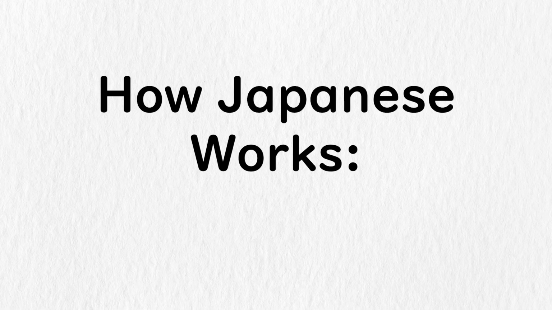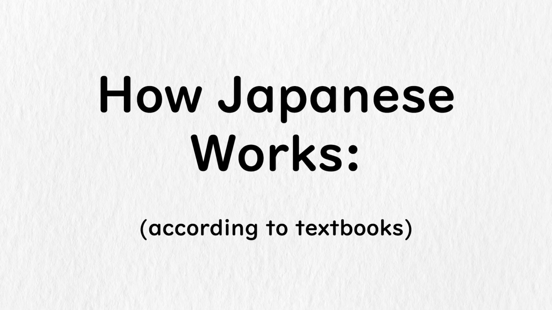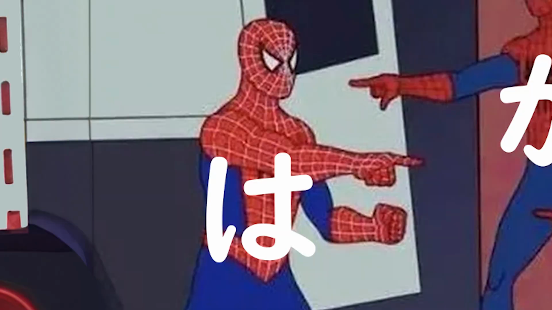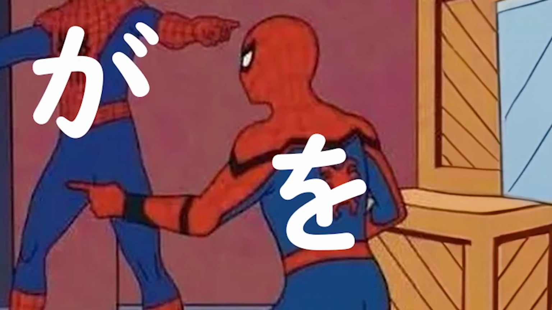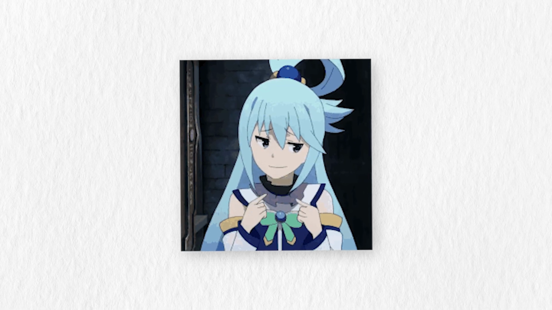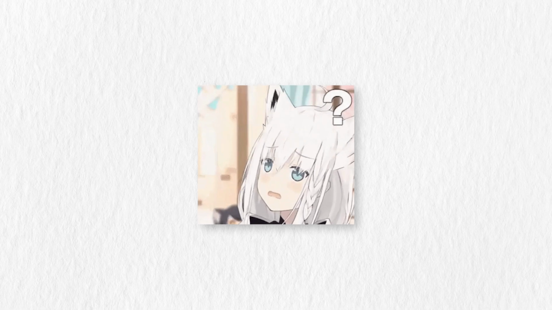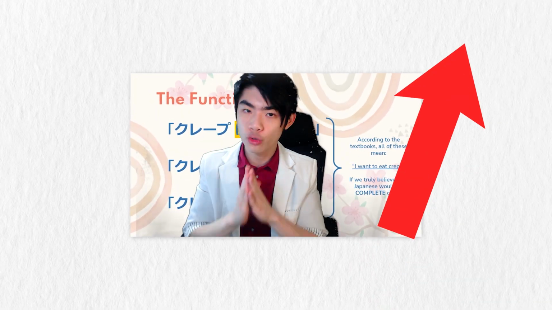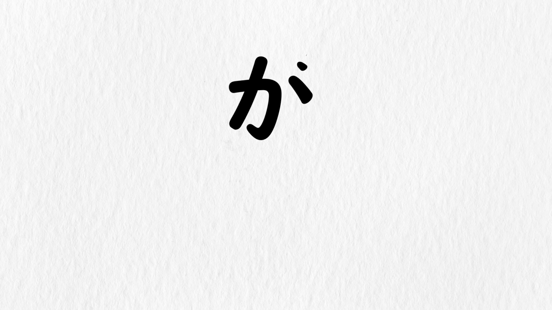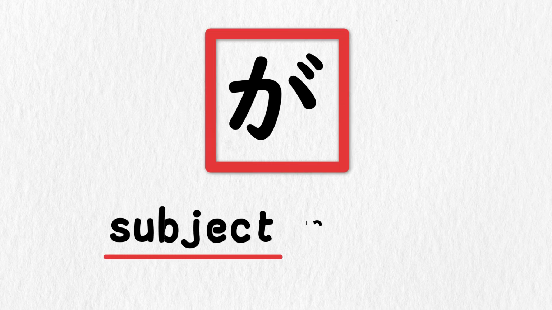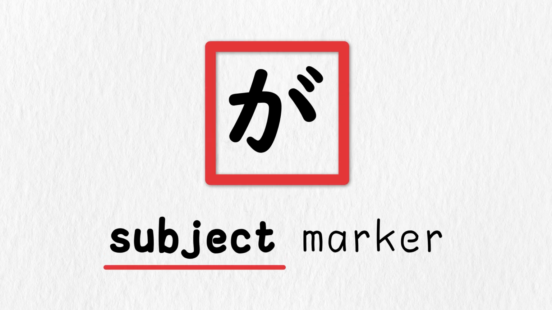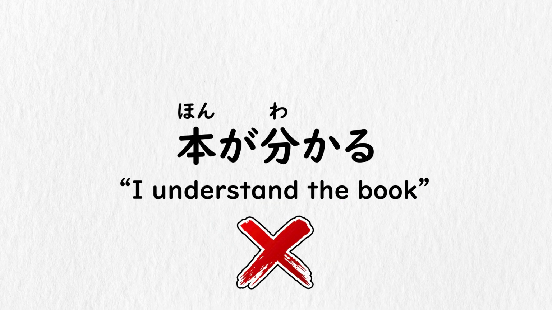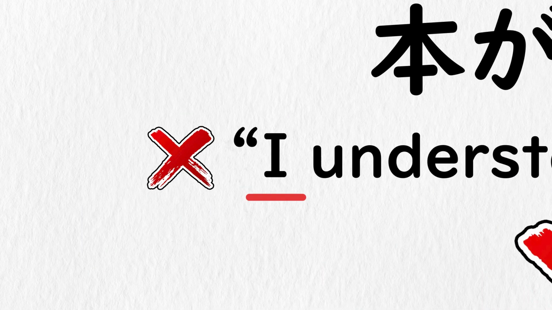So in conclusion, if you follow the above advice, you'll come off thinking that wa, ga, and o can sometimes mark the topic, sometimes mark the subject, and sometimes mark the object. This explanation is not very useful, and this is why people get confused. Here's what's actually happening that these sources don't tell you about. As mentioned in the first video on core grammar, the ga particle only has one function that never changes, and it marks the subject. With this, we can immediately reject I understand the book because I am not the subject.